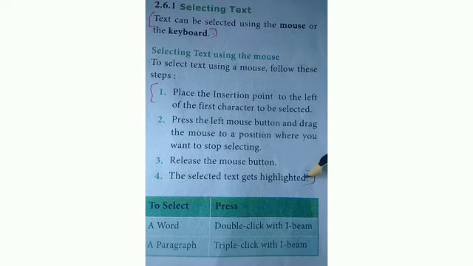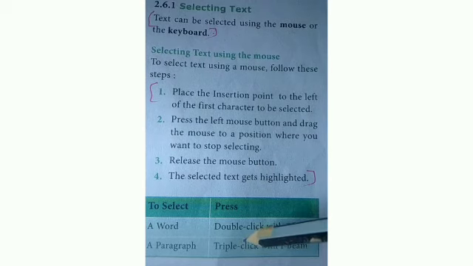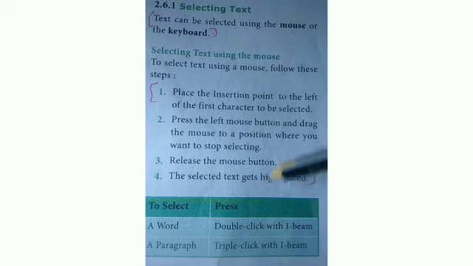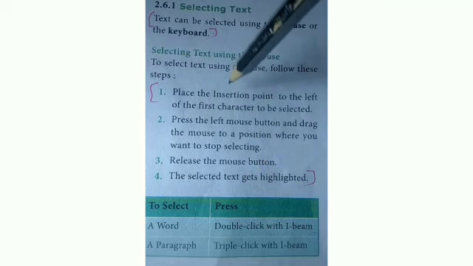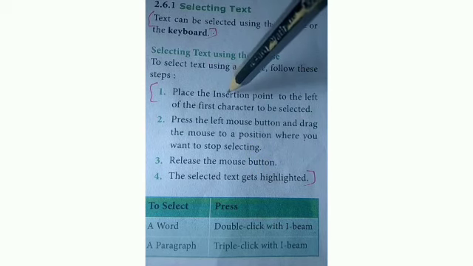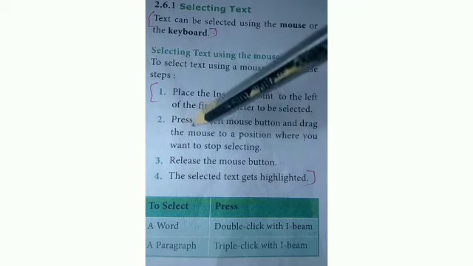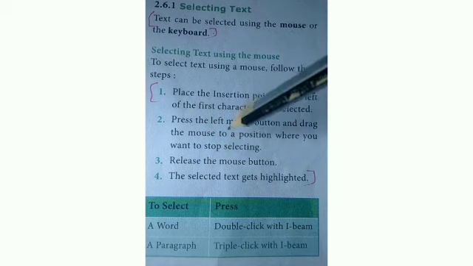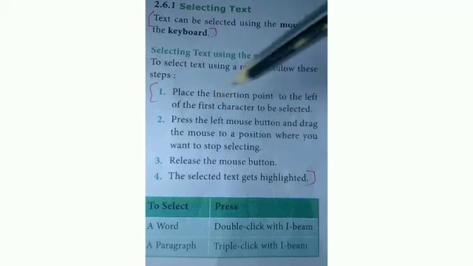We have to release the left mouse button. If you release the left mouse button, the selected text will automatically be highlighted. Okay, that is the fourth point. Next one, if you want to select a particular word, we have to double click the mouse button on that word. For example, insertion is the one word we have to select. So you double click the mouse button here and that will be selected. Next one, if you want to select a particular paragraph, you have to triple click on any place in the paragraph. That means it will be selected.